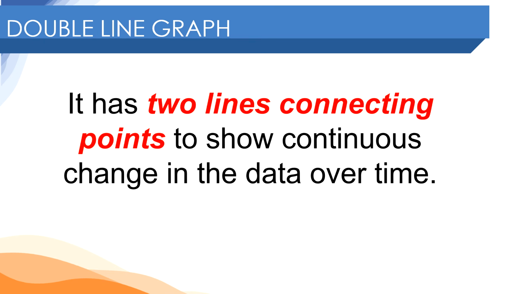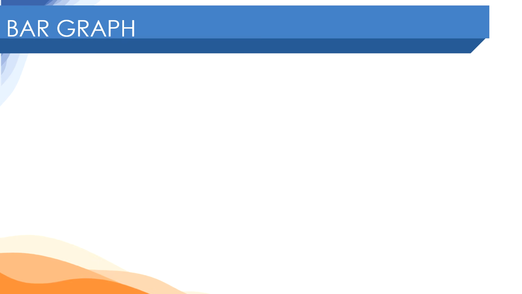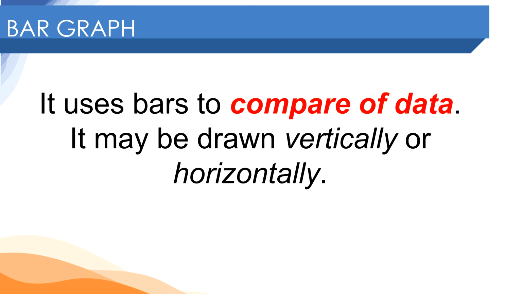When we are interpreting a double line graph, we should ask what happened to the first group, what happened to the second group, which group consistently had higher values, and were there points where the two groups became closer or farther apart. So we have here an example of a double line graph. All right. So after that, we have the bar graph.